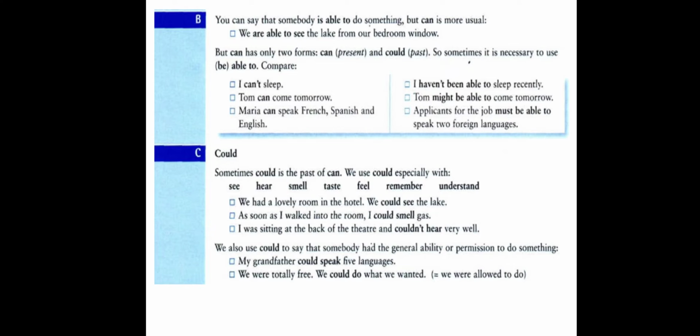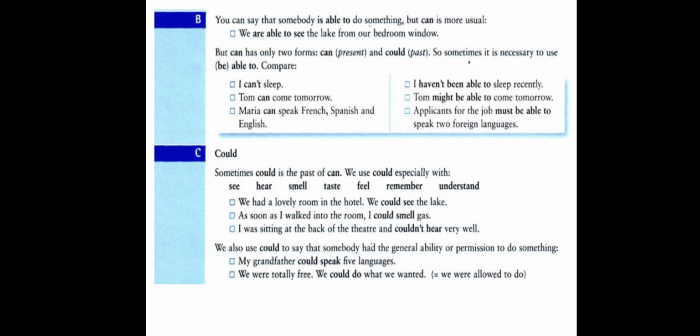They both express ability. We can say we are able to see the lake from our bedroom window, or we can say we can see the lake from our bedroom window. But can is more usual. Can is used more than be able to. Can has only two forms. If we compare can and be able to, we find that can has only two forms: can in the present and could in the past.